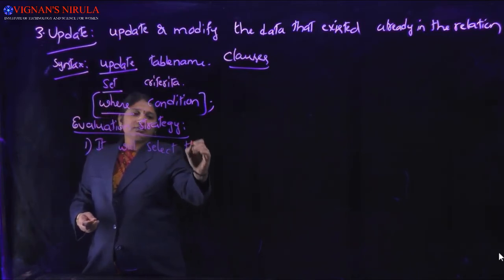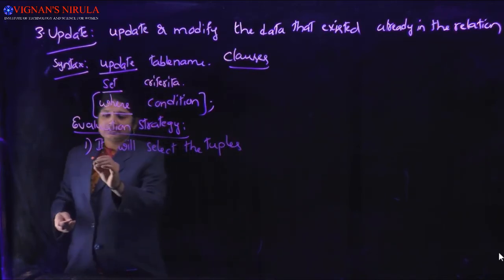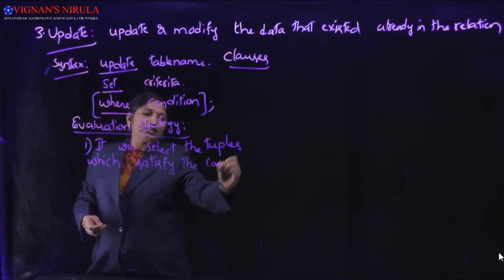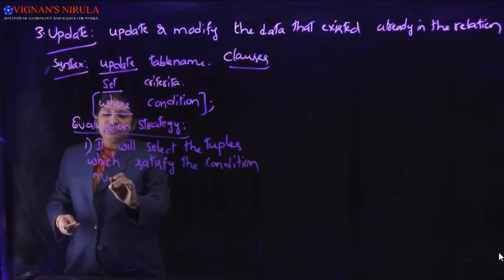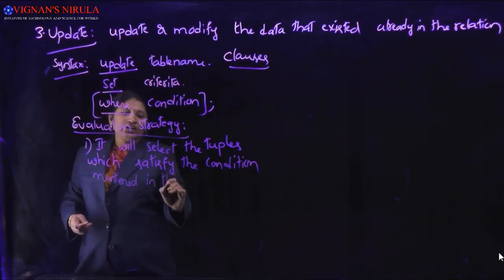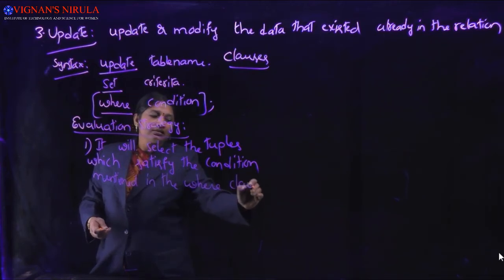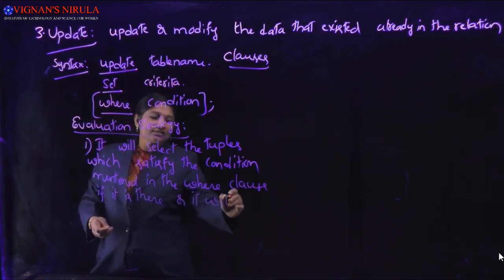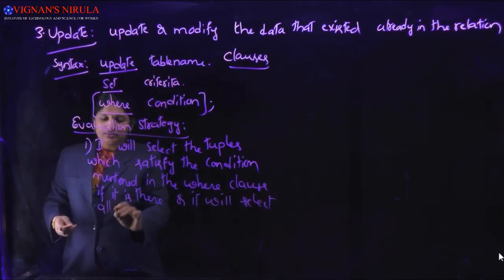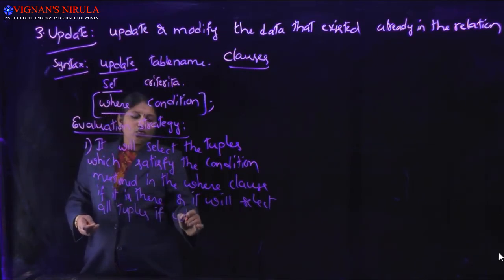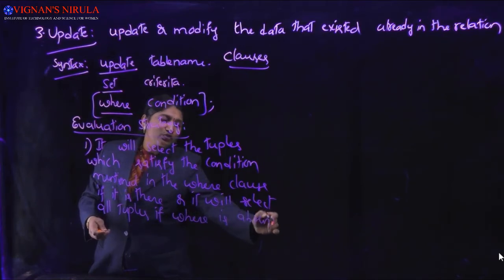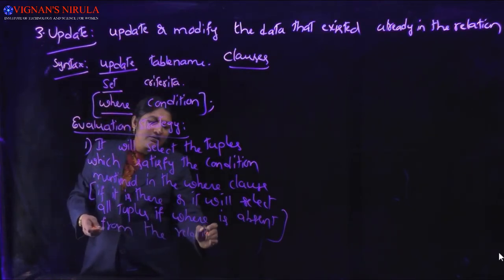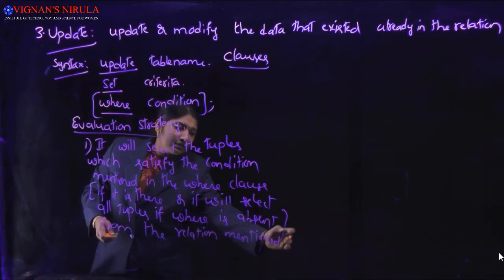It will select the tuples which satisfy the condition mentioned in the where clause if it is there, or it will select all tuples if the where clause is absent, because the where clause is optional, from the relation mentioned in the update clause.